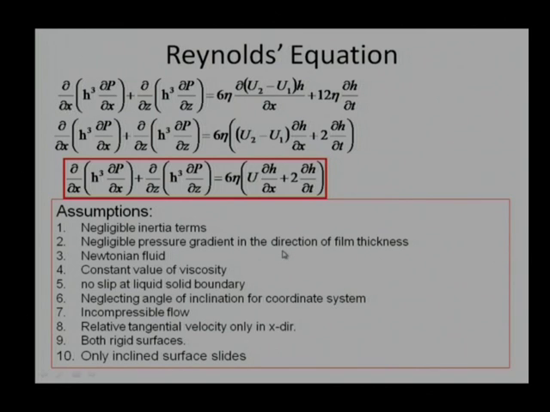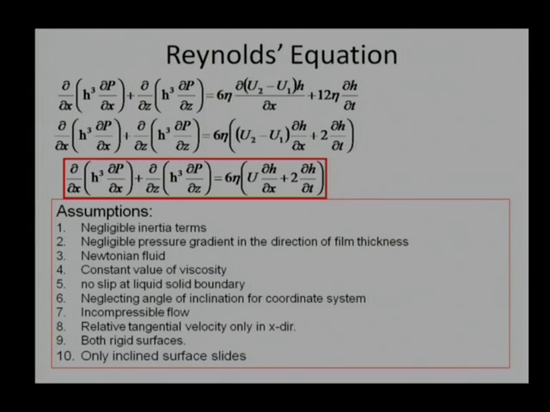Then we assume the film thickness direction pressure gradient is negligible. That happens only when there is a very small film thickness, infinitely small thickness. Then we assume Newtonian fluid, and interesting thing, most of the liquids are non-Newtonian liquids, that they are not Newtonian liquids. Then we assume the constant value of viscosity, which we know very well.